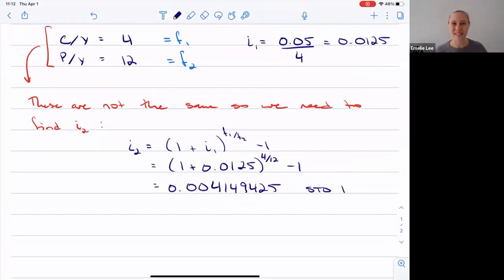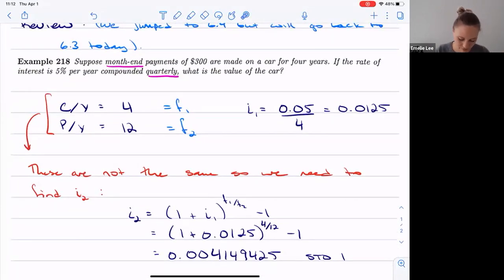We don't actually know what we're doing yet because we haven't made our timeline, and that's okay. But as long as you get that over with finding I, the rest is easier. Okay, so you're making payments of $300 for 4 years, and the rate of interest is 5%. We already found our I, and we want to find the value of the car. The value of the car is the value of the car today, right? Whenever you're paying something off, you're usually calculating the present value.